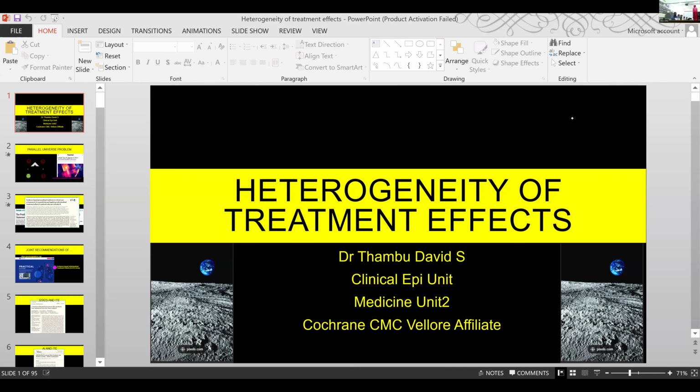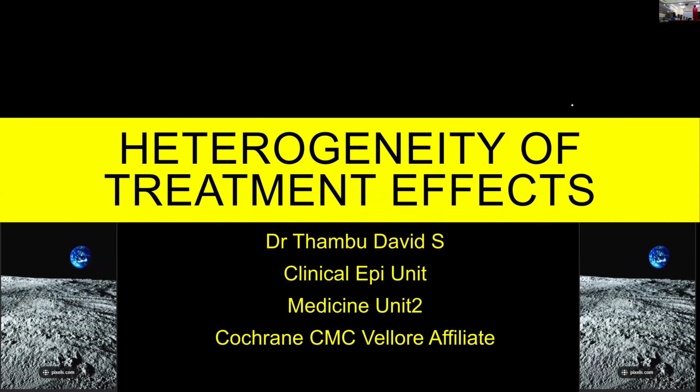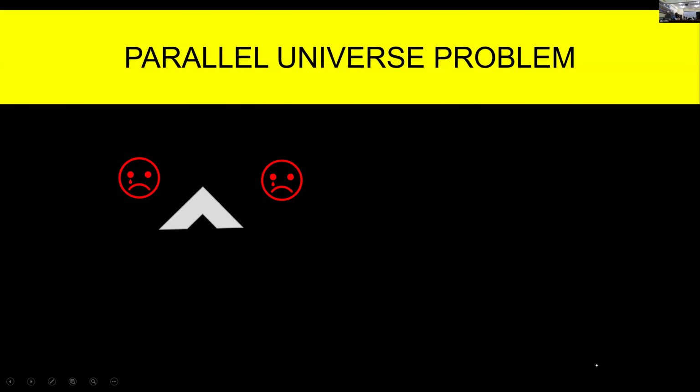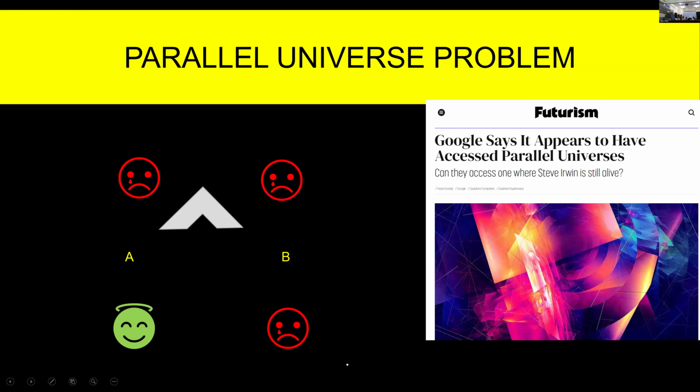Morning. So, this was the session we took two Saturdays ago, heterogeneity of treatment effects. I'm going to take part two of this, but I think some of you might have missed part one. So I'm just going to have two slides on part one and then I'll switch to part two.